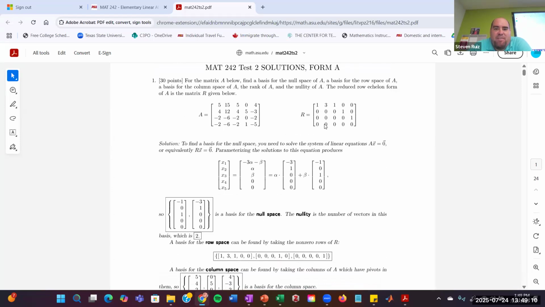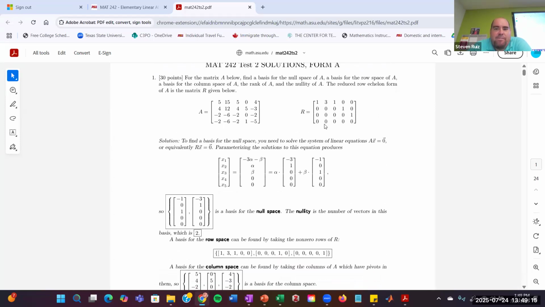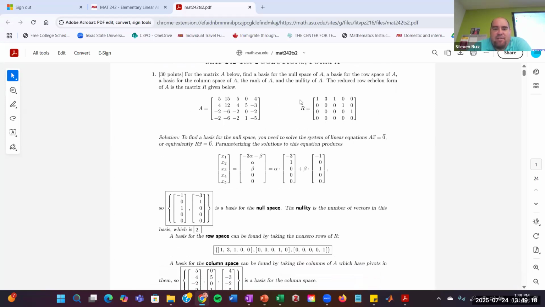So given a matrix, find a basis for null, row and column space. Find the rank and nullity. And you're even given the reduced row echelon form. How do you feel about that? Should we talk about it? For row space and column space, we take our rows and columns from A, not the reduced version, right? For the column space, you take it from A. I mean, you can do either.